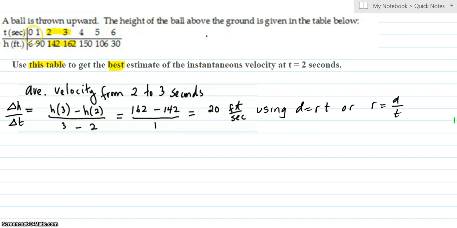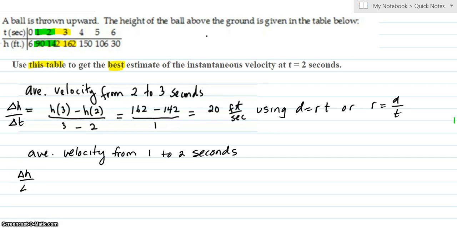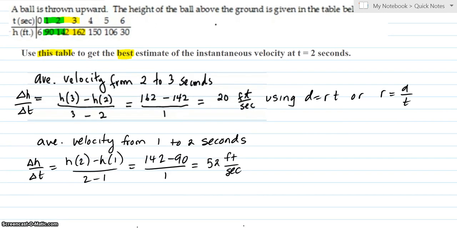So what I'm going to do is look at this left-hand average instead of the right. What is the average velocity happening right before 2 to 3 seconds, between 1 and 2 seconds? So I'm going to do the same thing we did here, but now I'm going to look at h of 2 minus h of 1 over 2 minus 1. And what do we get? 142 minus 90 all over, well, this would just be 1. So that would be 52 feet per second, which is a lot different.